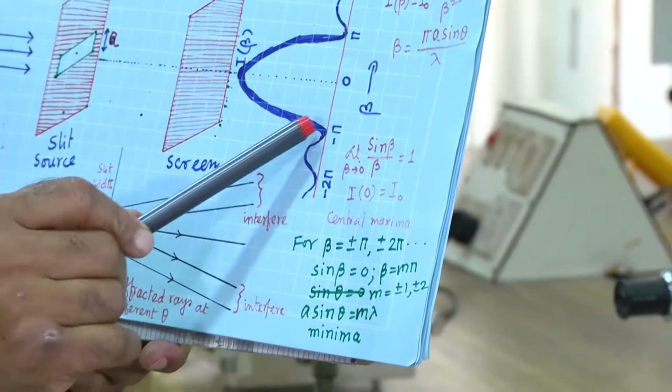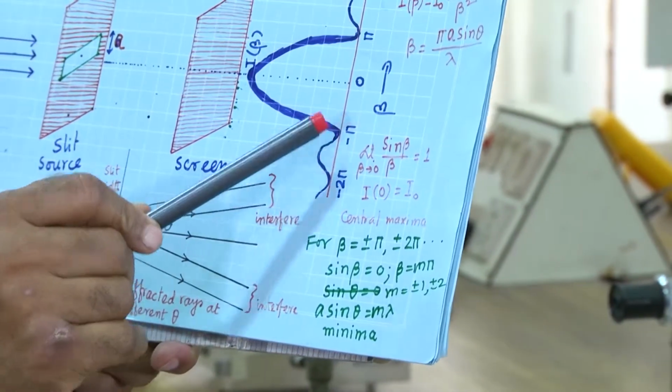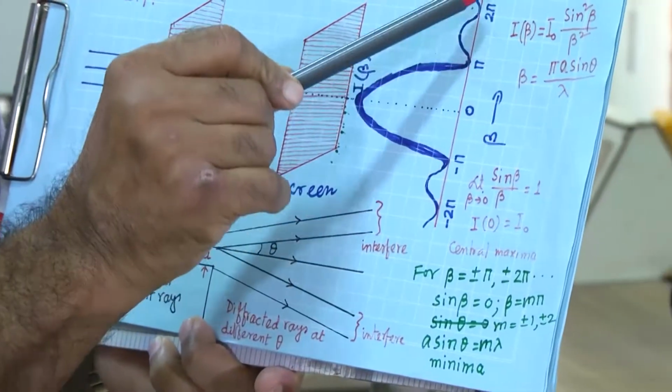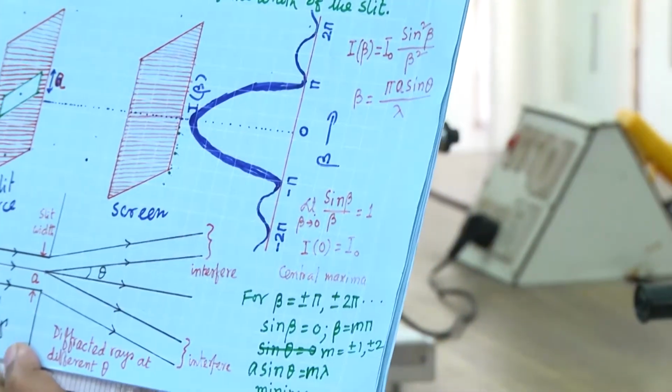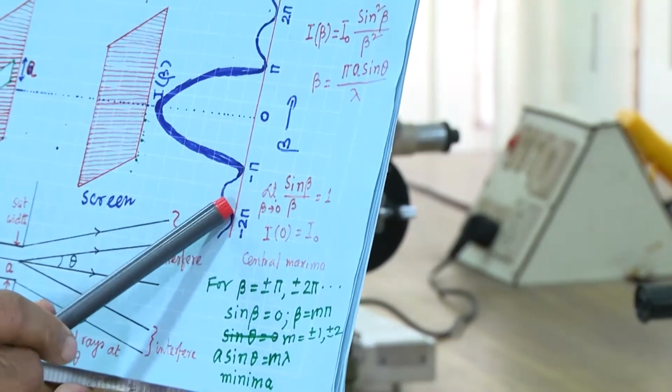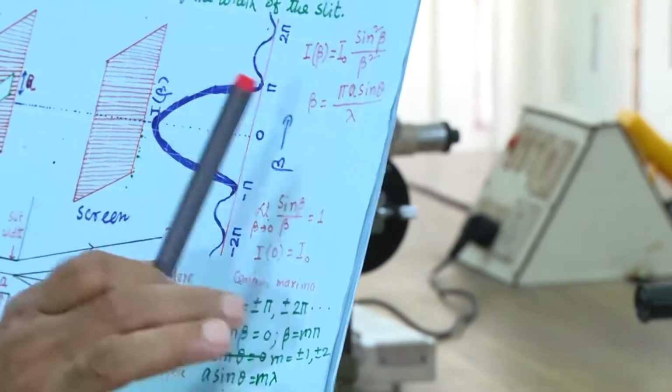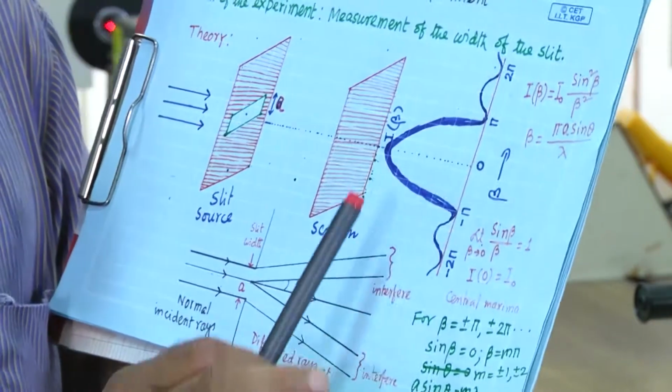What are those diffraction minima? These minus pi, minus 2 pi, plus 2 pi, etc. That will be the diffraction minima. And diffraction maxima also one can find out, but we will not go to that.